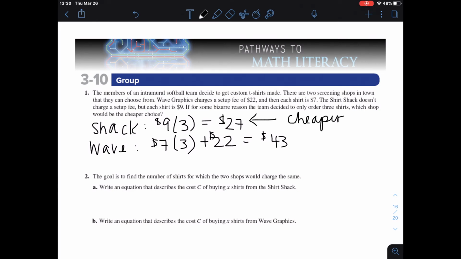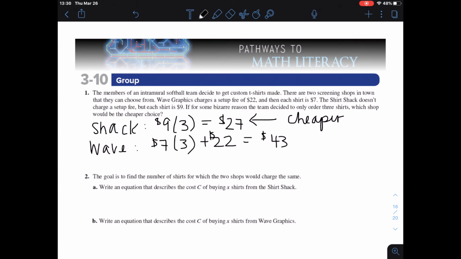Okay. So what we really want to see is the break even. Based on how many shirts I want to order, am I going to go with the cheaper option or the more expensive one? So it's kind of that cutoff point. The Shirt Shack will be cheaper, just because they don't have that setup fee, for values that are less. And then Wave Graphics would be cheaper if you're going to order more than this break even.